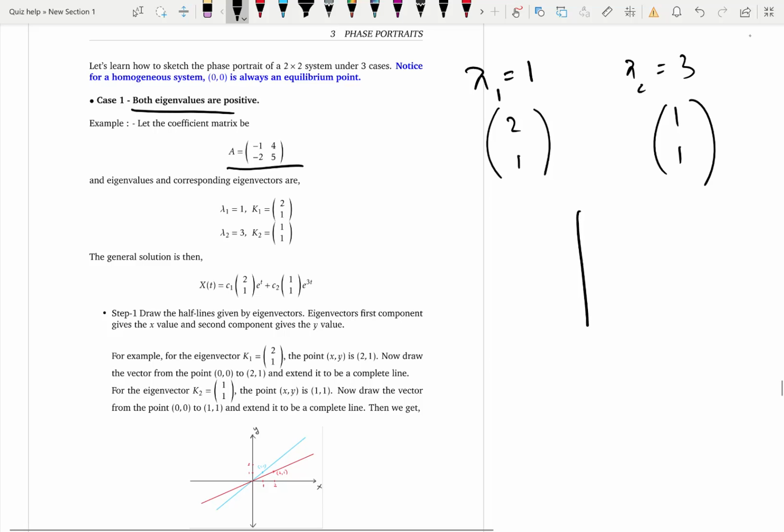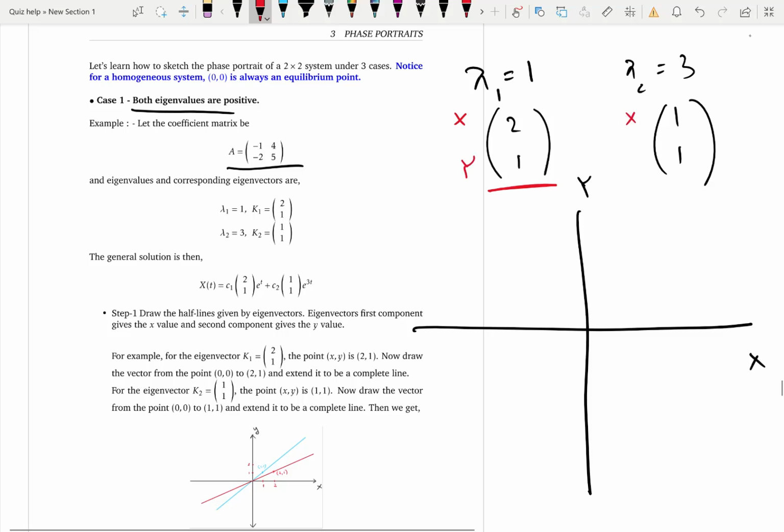What do you do? Let's first draw the xy plane. That is the first thing you do. The next step is to draw the half lines created by the eigenvectors. First draw the eigenvector. When you say the eigenvector (2, 1), that means it's a position vector. The first row represents x, the second row represents y. So what point does this vector represent? When x is equal to 2, y is 1. So mark that point.